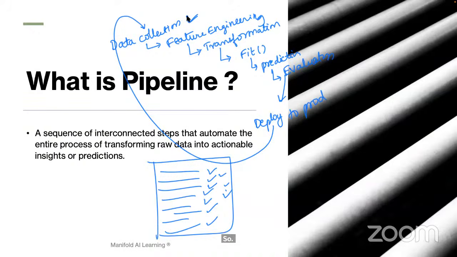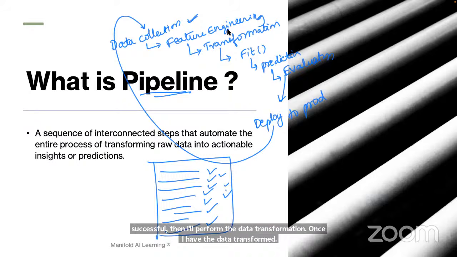The solution is making use of the pipeline, where I'm going to define a sequence of interconnected steps. First I'll get the data. Once the data is with me, then I'll have a feature engineering step. Once the feature engineering is successful, then I'll perform the data transformation. Once I have the data transformed, then I'll perform the fit. Once the fit is complete, then I'll generate the prediction on the test data. We can have an evaluation.